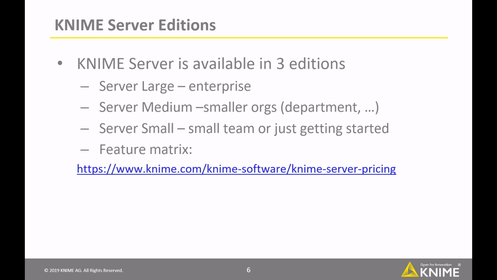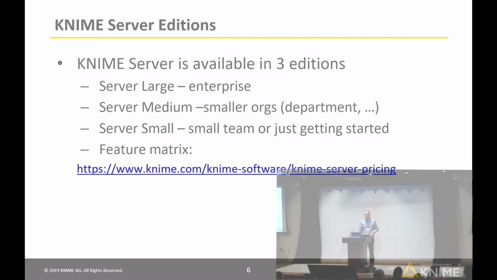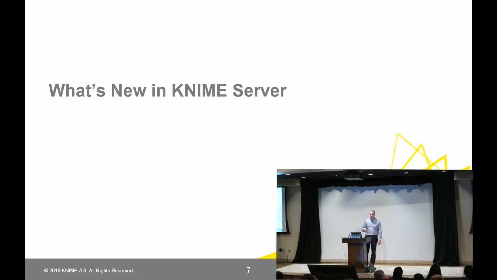So server large is really meant for enterprise-level customers. It includes all the features available within KNIME Server. Server medium is targeted more for smaller organizations, maybe department-level organizations within an enterprise. And then server small, we see a lot of smaller teams or maybe startup companies start there just to get started at a lower price level. All of this is available online. If you go to this URL within the KNIME website, you can see the full matrix of all the features and the costs there.